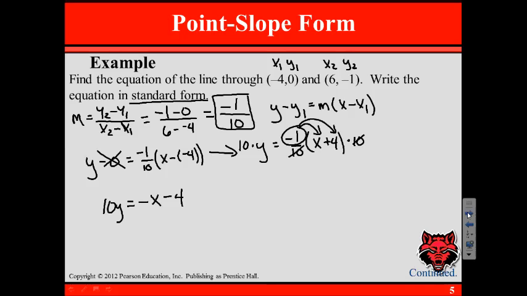As we go back to the directions, we were told we want to write the equation in standard form. The only step we need to do now is move x to the left-hand side. So we add x to both sides of the equation. The opposite x's cancel on the right side, and we're left with x plus 10y equals -4.